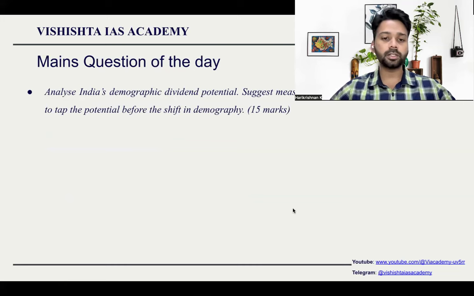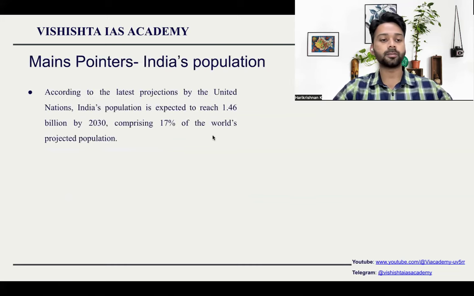Mains question of the day: analyze India's demographic dividend potential. Suggest measures to tap the potential before the shift in demography. Whatever we have discussed at present covers this, and that also has been discussed. All you need to do is frame an answer and post it in the comments or send it to us so that we can evaluate it.